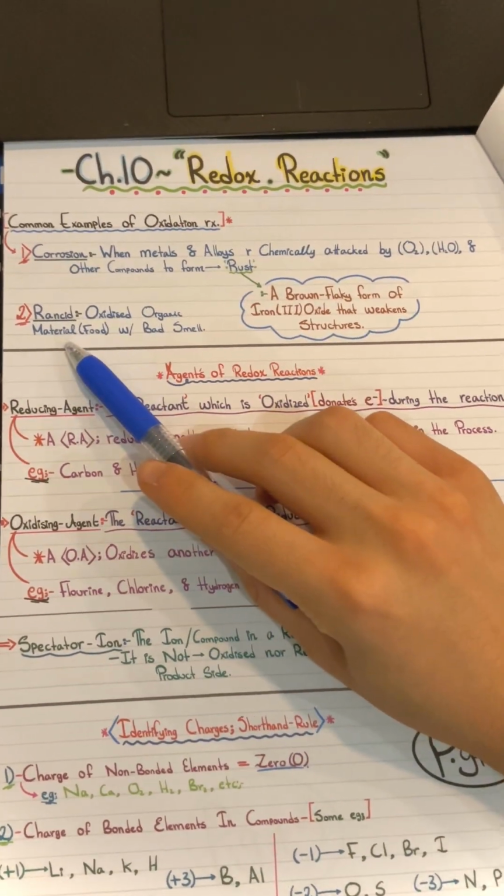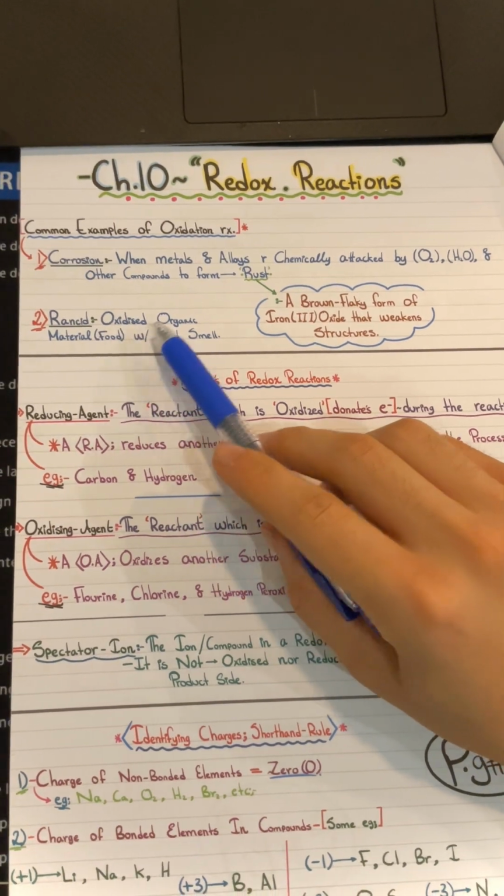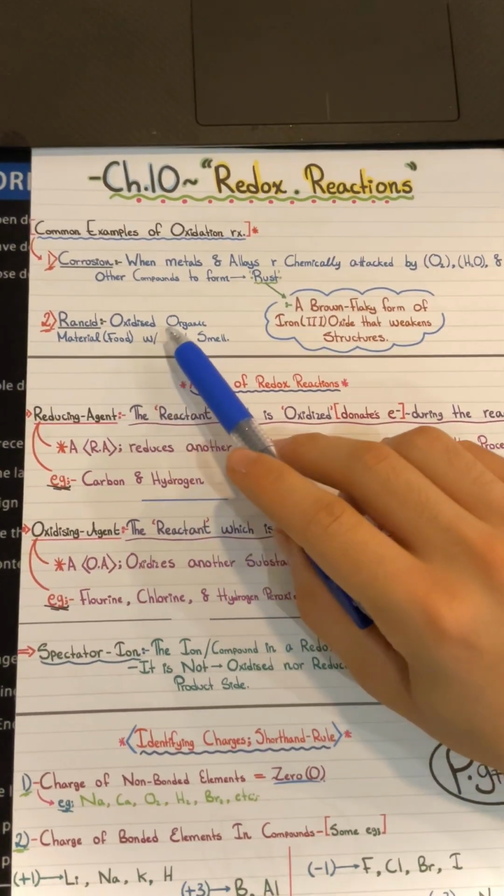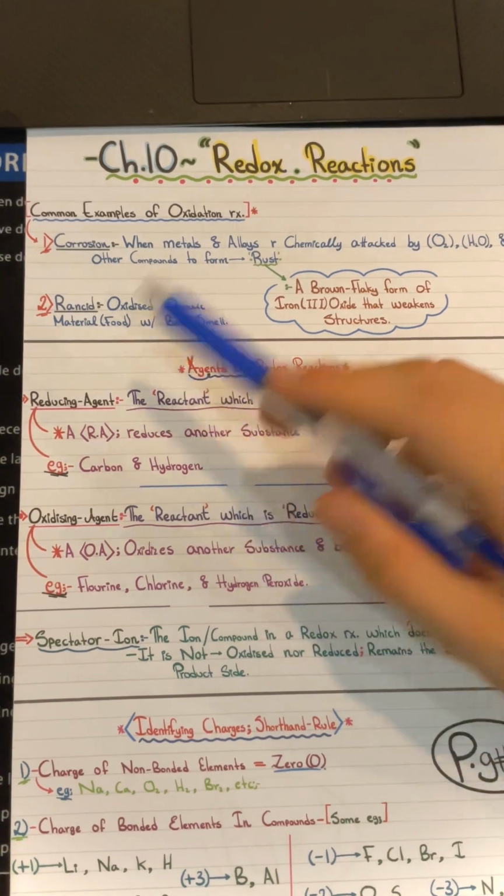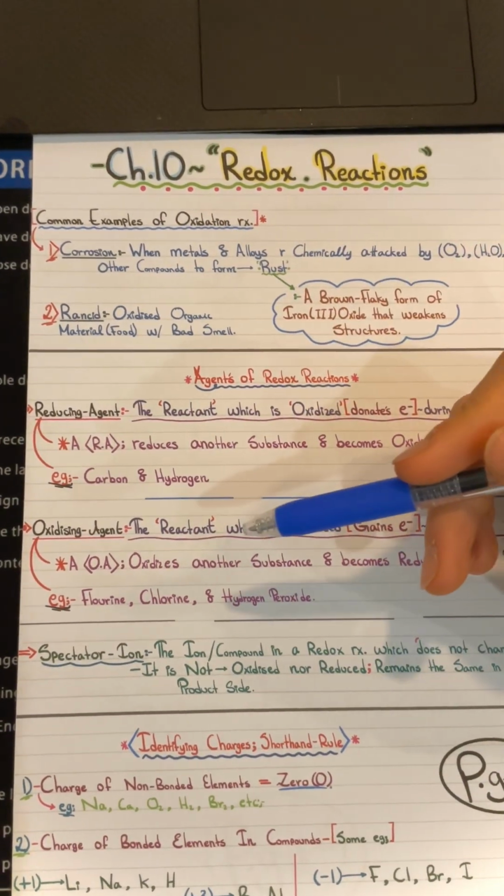The next example is rancidity. Rancid is oxidized organic materials or foods with a bad smell, usually due to poor food keeping or protection.